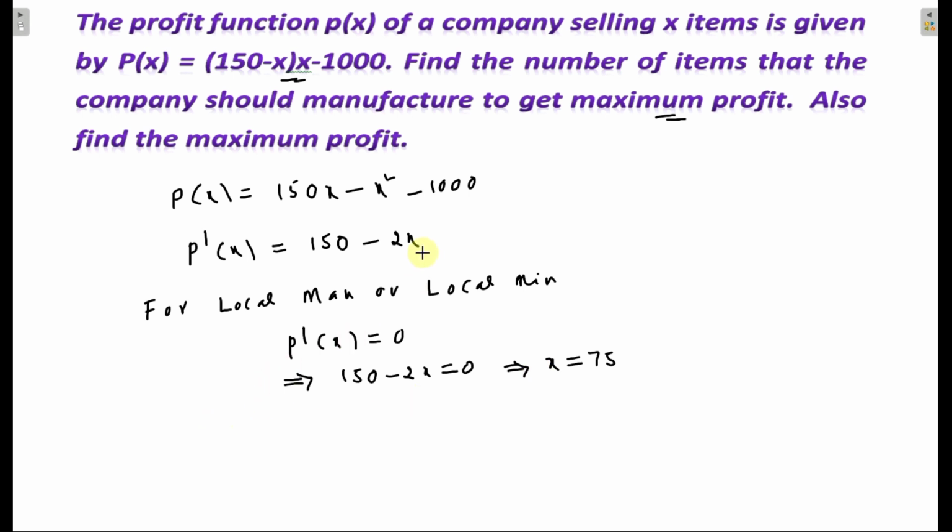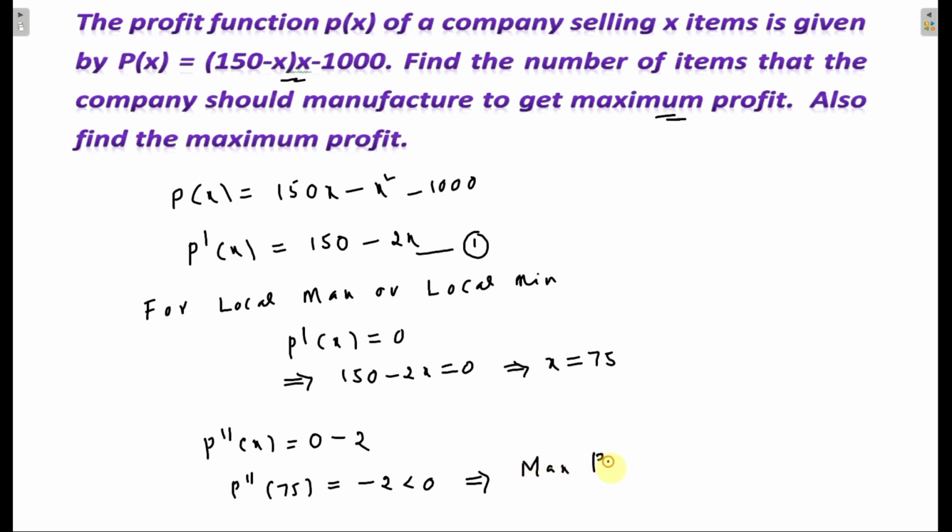Again differentiate this function with respect to x. From that I will get P double dash x, 150 derivative is 0, minus 2x derivative is minus 2. So P double dash 75 also becomes minus 2, less than 0. This implies I will get maximum profit at x is equal to 75.